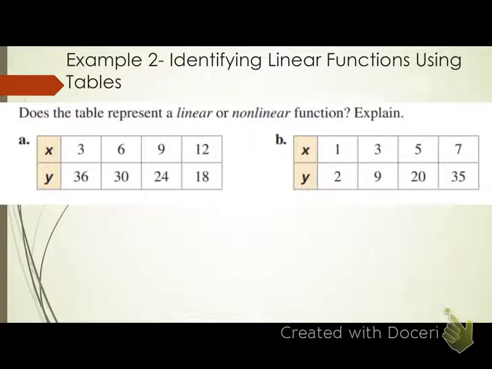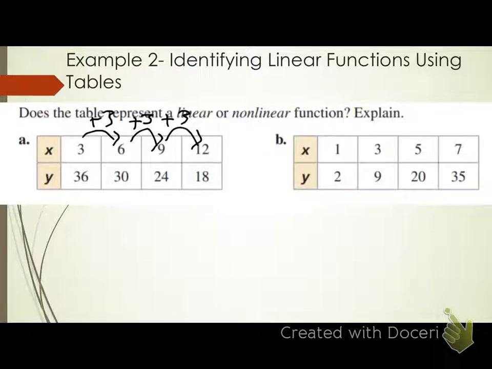Why? How do I know that? Because it has a constant rate of change. How do you know that? X values, it goes up by 3 each time. And by the Y values, it subtracts 6. Very good. So if we look at our x values, how do I get from 3 to 6? Add 3. 6 to 9. Add 3. 9 to 12. Add 3.